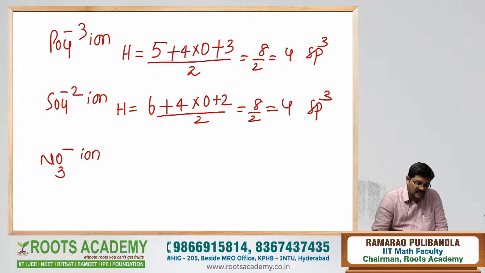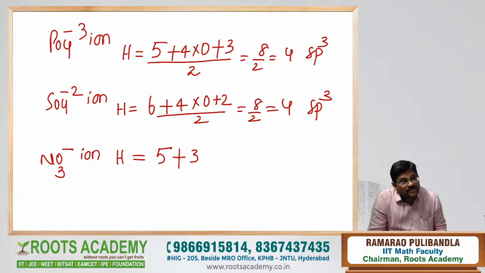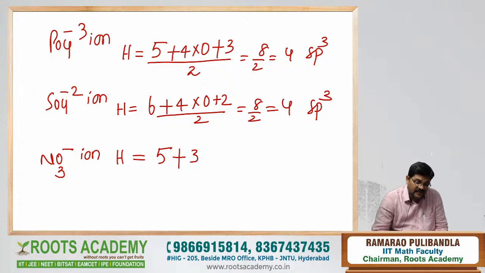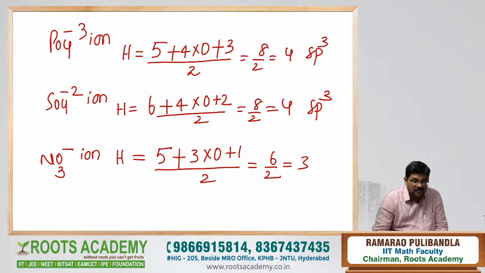Right? And next one, nitrate ion. Come to the nitrate ion. Nitrogen belongs to which group? Fifth group, 5. Very good. Plus 3 into 0, because oxygen is divalent. Why is oxygen divalent? Because oxygen is a sixth group element. That's why the divalent element is taken as 0. Minus means adding 1. That means (5 plus 1) by 2. 5 plus 1 is 6, 6 by 2 means 3. What is the hybridization? The hybridization is sp2.